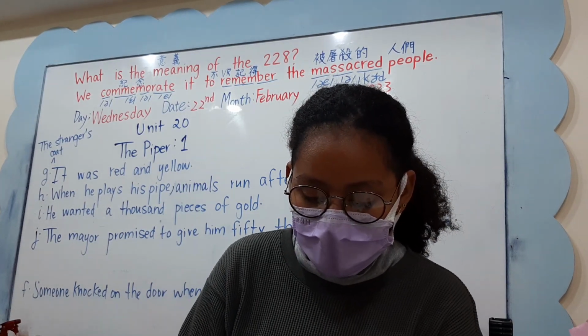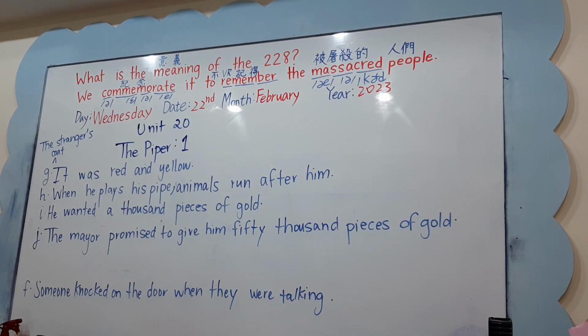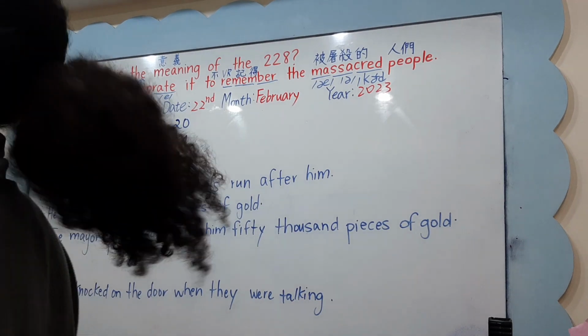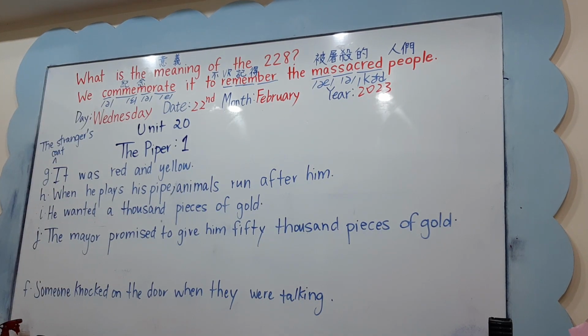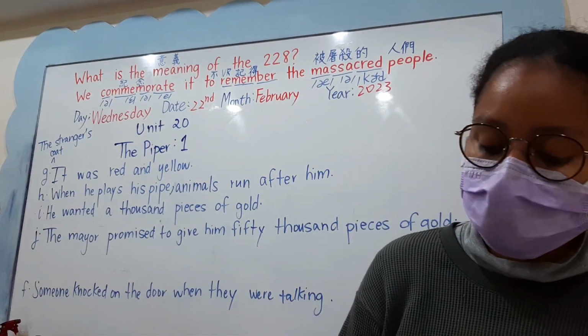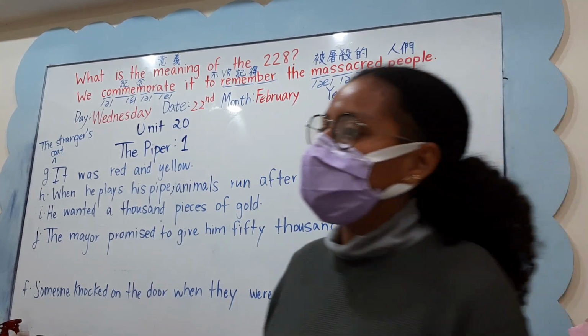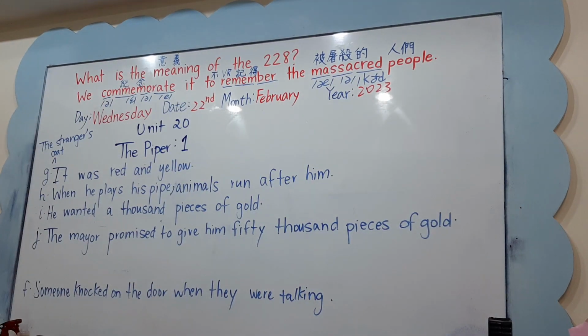Ethan, what happened when they were talking? Because they were at the meeting talking about the rats, they couldn't decide what they wanted to do, and then something happened. Okay, someone knocked on the door when they were talking. Henry, what color was the stranger's coat? It was red and yellow.